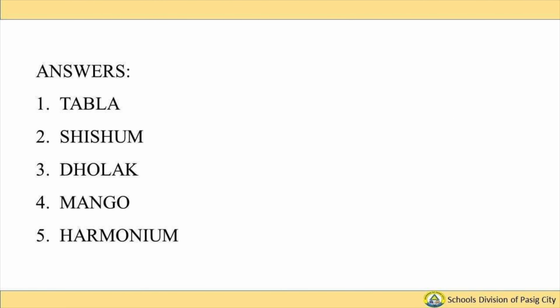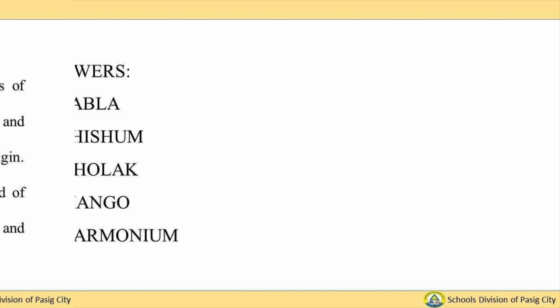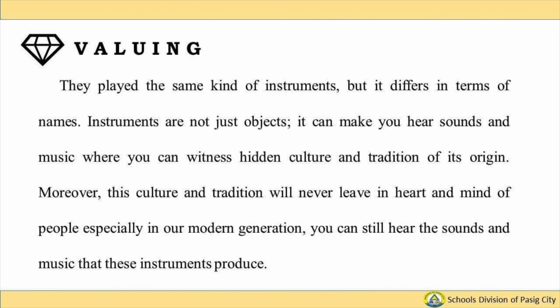For the answer, number 1, tabla. Number 2, shisham. Number 3, dulak. Number 4, mango. Number 5, harmonium. Instruments are not just objects. They can make you hear sounds and music where you can witness the hidden culture and tradition of their origin. Moreover, this culture and tradition will never leave the heart and mind of people, especially our modern generation. You can still hear the sounds and music that these instruments produce.